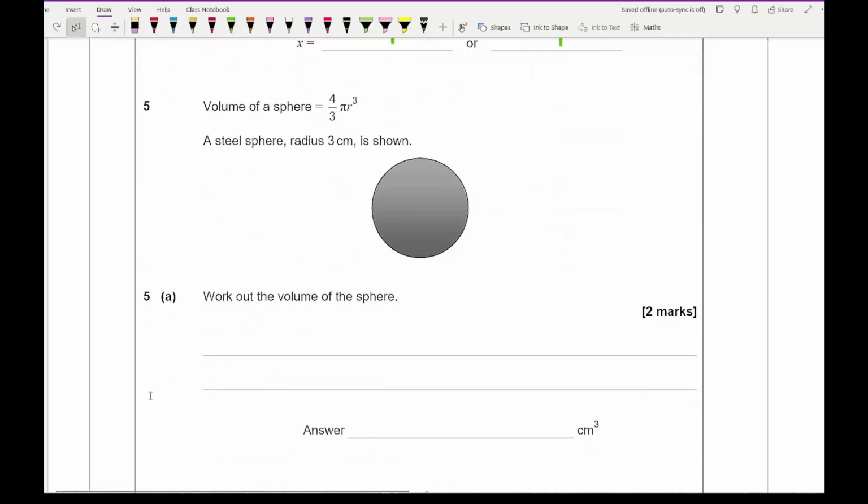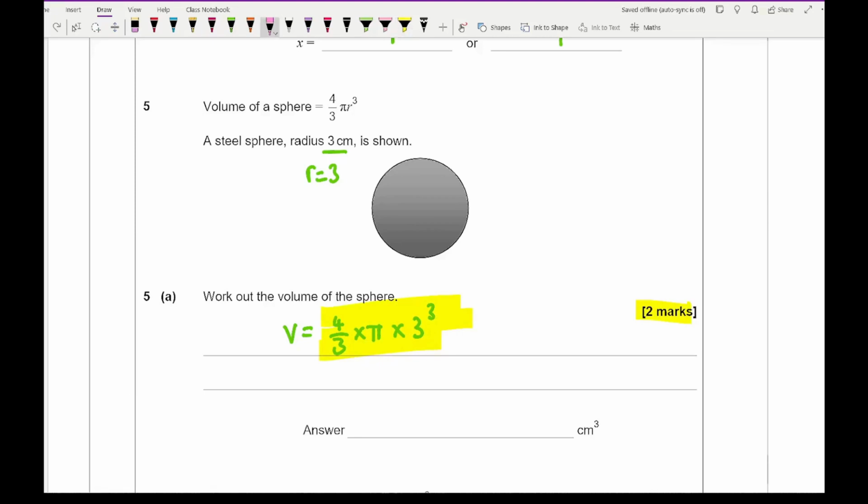Moving on to question 5, it says the volume of a sphere is 4/3 pi r cubed. A steel sphere has a radius of 3 centimetres as shown. Work out the volume of the sphere. So here it's going to be V equals 4/3, and all I'm doing is substituting r equals 3. So it's going to be 4/3 times pi times 3 cubed. And again, I would always strongly recommend students, because it's worth 2 marks, to actually write down that they have substituted 3 into the formula.